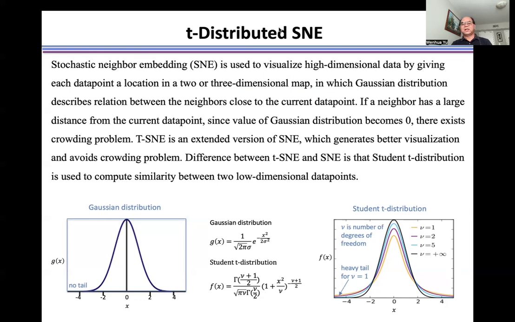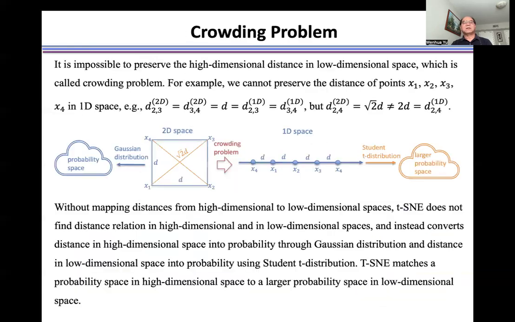The difference between t-SNE and SNE is that the Student t-distribution is used to compute similarity between two low-dimensional data points. In a Gaussian distribution, when x becomes larger, its value becomes zero. However, the Student t-distribution has a heavy tail for mu equal to 1. t-SNE uses this property to avoid the crowding problem.